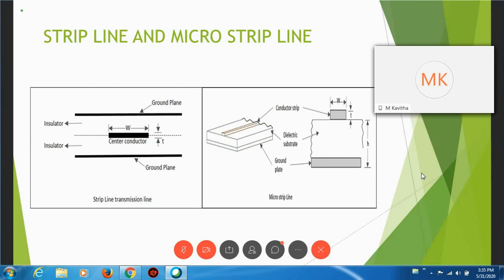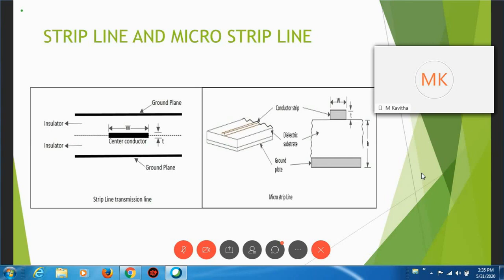It has a symmetrical structure, that is, the metal strip is sandwiched between the two ground planes. The mode that occurs in strip lines is the TEM mode, that is, transverse electromagnetic mode. These are some basic concepts of strip line.